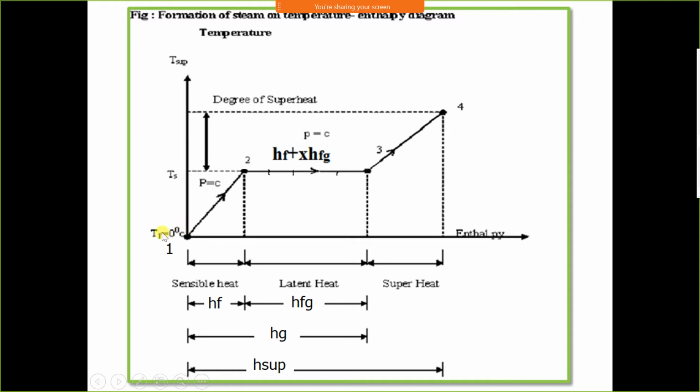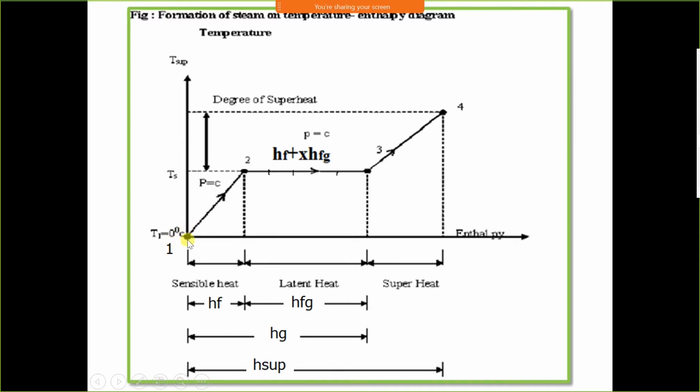Initially, water is at 0 degree Celsius. Water is at 0 degree Celsius means it is in a liquid state, not in a solid state, not in ice state. It is in a liquid state at 0 degree Celsius. We know that 0 degree Celsius water converts into ice. Water converts into ice by removing latent heat. But at the same 0 degree Celsius, ice can be converted into water by adding latent heat.